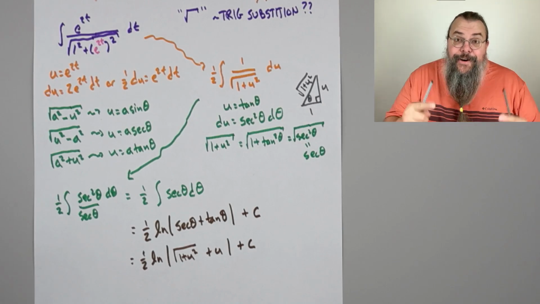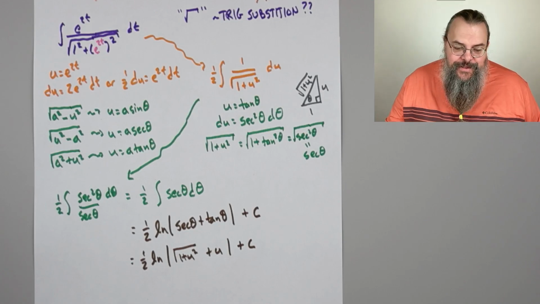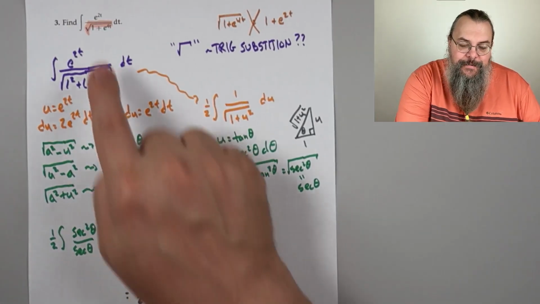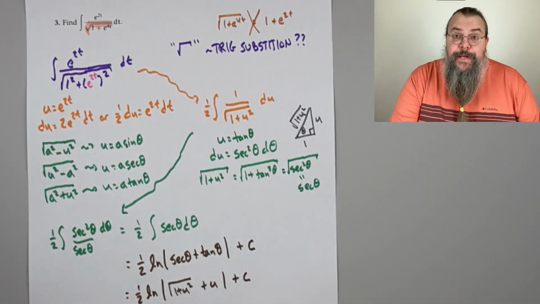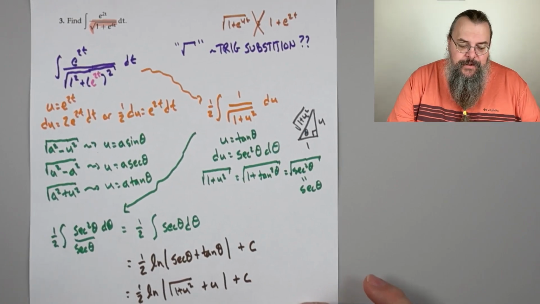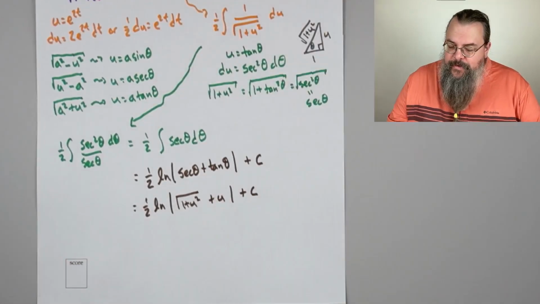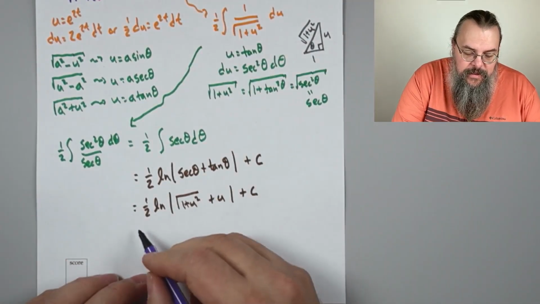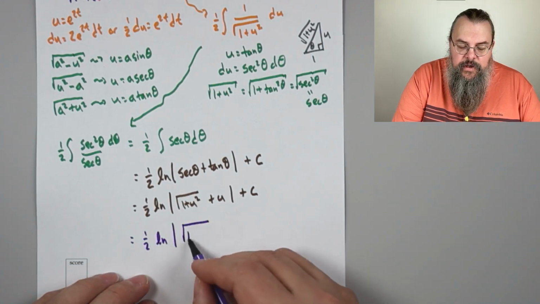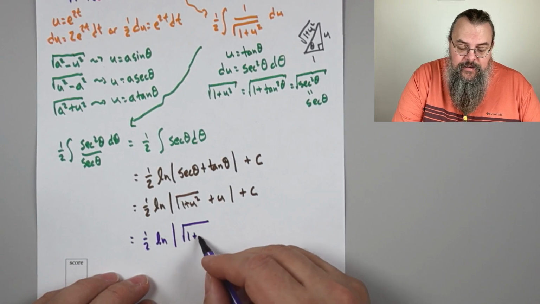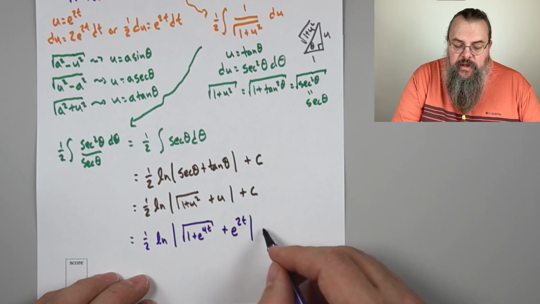Now, are we done? No. Why? Because we didn't even start with u's. Where did we start? We started with t's. So we actually made 2 levels of substitution, and that's okay. We can make many. So what's u? e to the 2t. So our last step: this is 1/2 natural log of the square root of 1 plus e to the 2t squared, which is e to the 4t, plus u, which is e to the 2t, plus C.